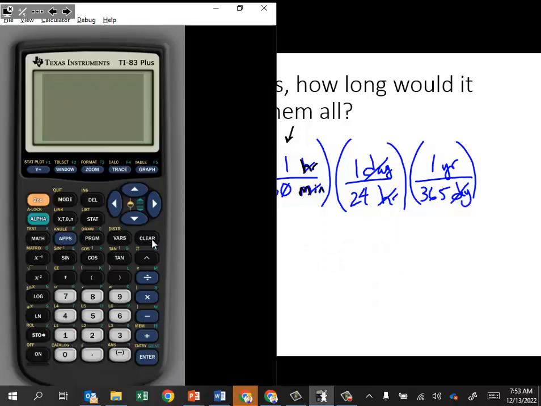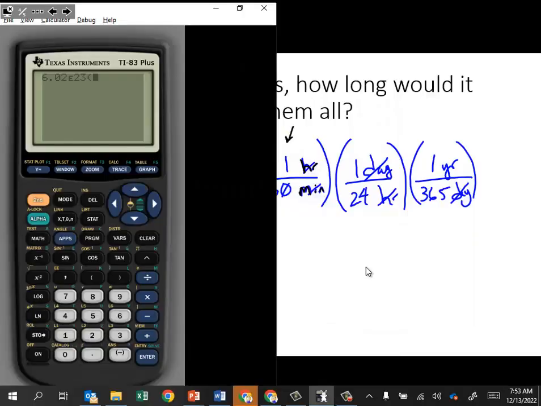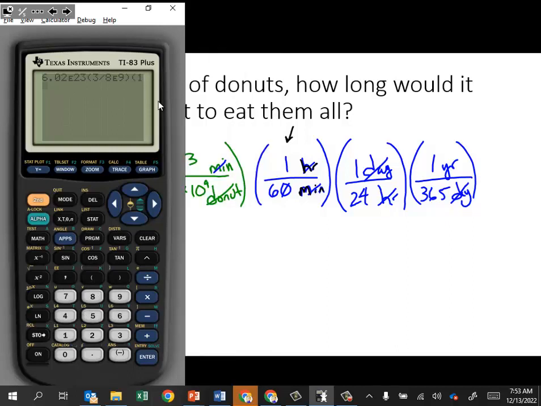So with that being said, we can now do our math. So 6.02 times 10 to the 23rd times 3 over 8 billion. 3 divided by 8 times 10 to the 9th times 1 over 60 times 1 over 24 times 1 over 365.